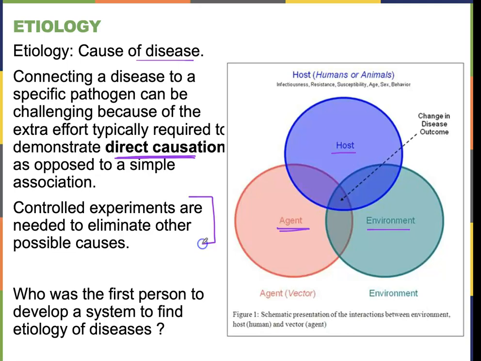Normally these are animal experiments, and it's unethical to do experiments on people. But they sometimes will have to do that in order to eliminate other possible causes of the disease. And the question here was, who was the first person to develop the system of etiology of diseases? And that was Koch's postulates, right? So again, we looked at how Koch's postulates has issues with it, different issues with that postulate, but he did try to figure out how to determine the cause of a disease.